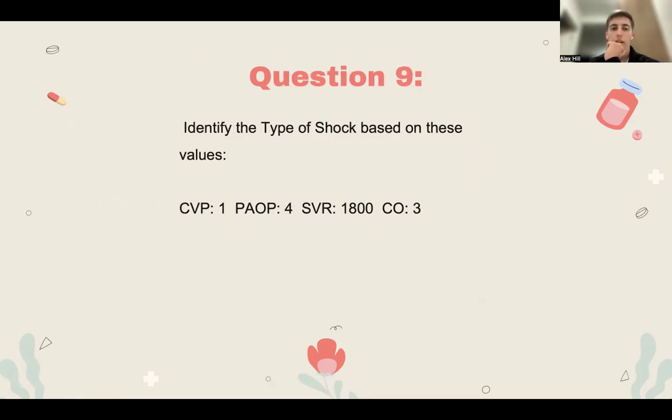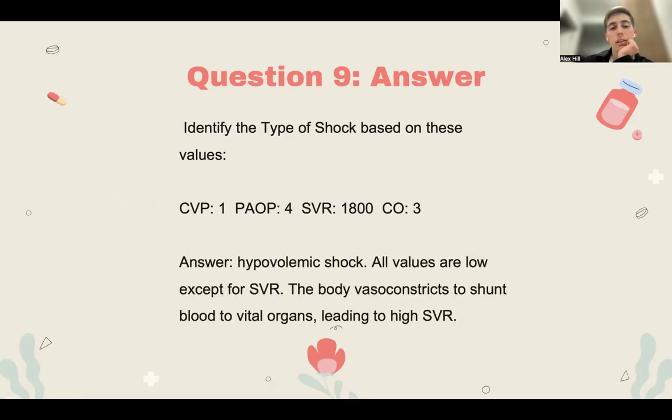Identify the type of shock based on these values. The CVP is going to be low. Your wedge pressure is going to be low. Systemic vascular resistance is high. Cardiac output is normal. What do you think? I'm thinking hypovolemic. Okay, hypovolemic shock. And if the reason why this is true is not making sense, go over these slides again, reach out to me. It does make sense, I promise. It just takes a little bit to be able to envision what's going on inside the body.